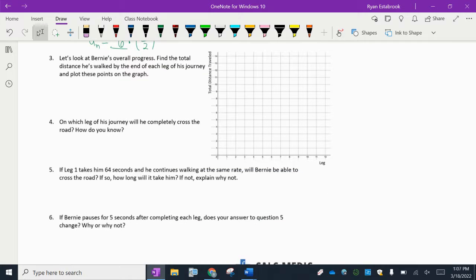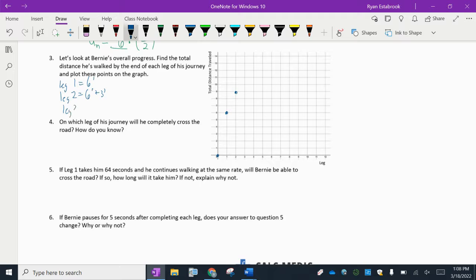Question number 3 says, let's look at Bernie's overall progress. Find the total distance he's walked by the end of each leg of his journey and plot these points on the graph. Okay, so leg 0, he's traveled 0. Nothing's happened yet. But at the end of leg 1, how far has Bernie traveled? 6. So 1, 6. Okay, at the end of leg 2, we've already traveled 6 feet plus how much more? 3 feet. So how far has he traveled? 9 feet. So 2, 9.